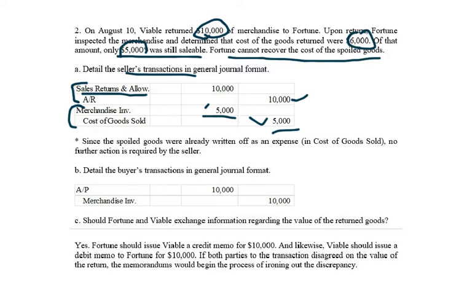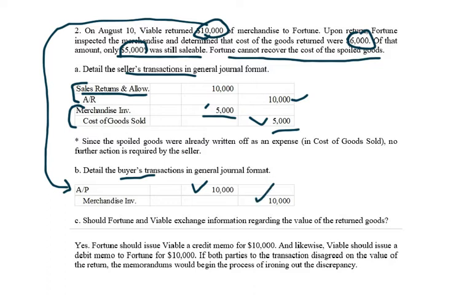All right, so that was the seller dealing with the return. How's the buyer going to handle the return? It's pretty simple. The only thing they care about is the 10, right? That $10,000 is what they want charged out of their AP because they don't owe that anymore, so they debit that, and they're going to take that $10,000 out of their inventory account. The end. There's nothing else that they need to do there with regard to the transaction.